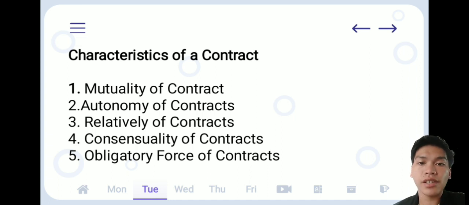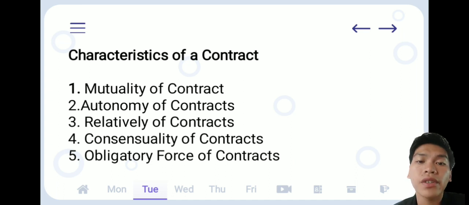Next one is the consensuality of contracts. So this principle highlights that contracts are formed through mutual agreement or consent of the parties involved. So both parties must voluntarily agree to the terms of the contract without coercion. So it means that it is not only one who decides, but the parts of the partnership.